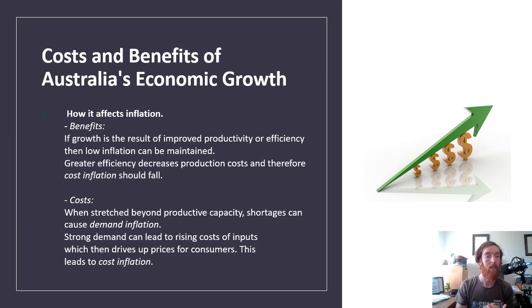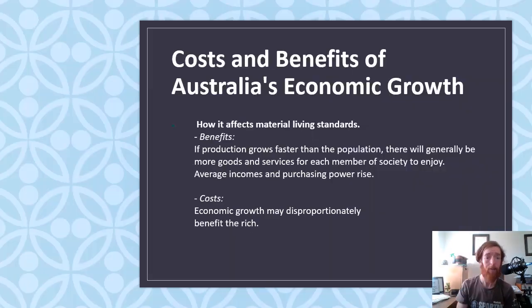Cost inflation is all about inflation from the business side of things, or the aggregate supply side. Some of the costs here is that when stretched beyond productive capacity, shortages can cause demand inflation. So when we don't have enough supply for the level of demand, what ends up happening is prices just increase till the demand and the supply match. So strong demand can lead to rising costs of inputs, which then drives up prices for consumers, and this leads to cost inflation.